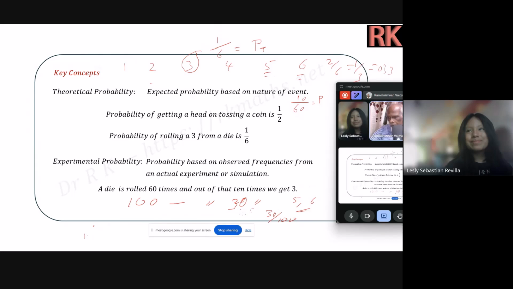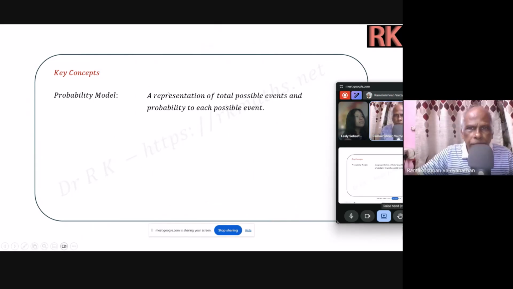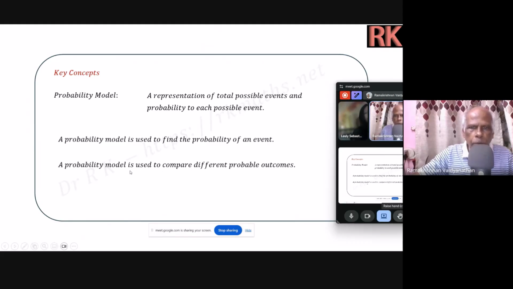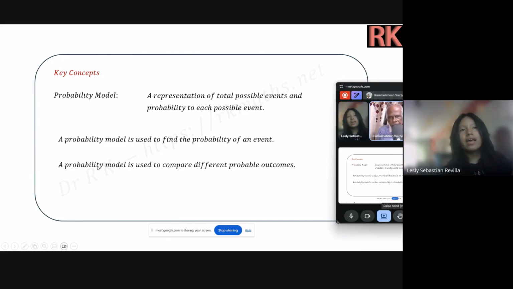Yes. What I will do is a representation of total possible events and probability of each possible event, which is called a probability model. Right? It is used to find the probability of an event. A probability model is used to compare different probable outcomes. Yes. These three lines, have you understood?